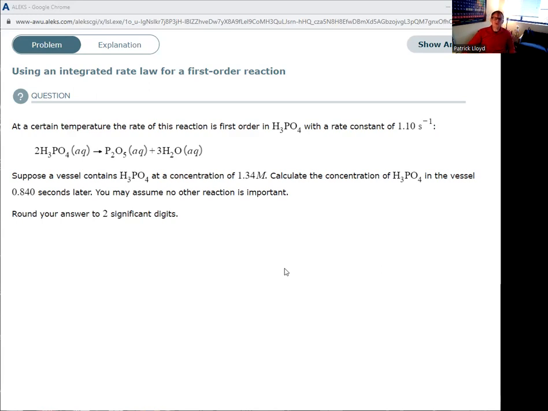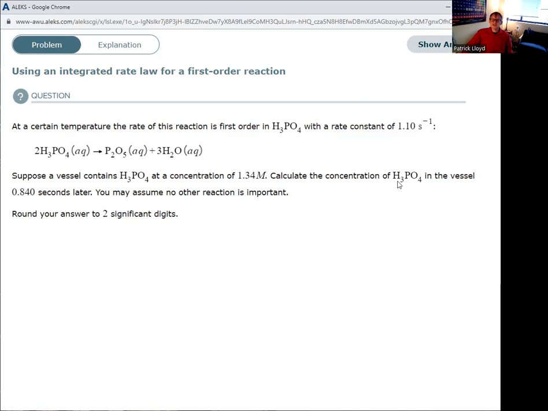So for this particular problem, notice what you're given. You're given the value of the rate constant with the units, 1.10, right? You're also given the balanced equation. And then you're given what we're going to call the initial concentration. Suppose a vessel contains H3PO4 at a concentration of 1.34. That means we're starting with a concentration of 1.34 molar.